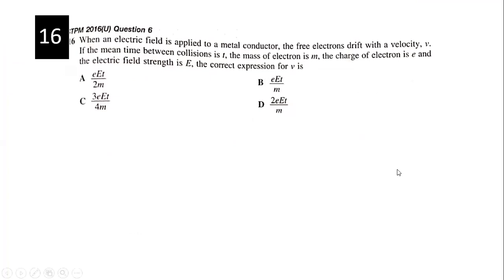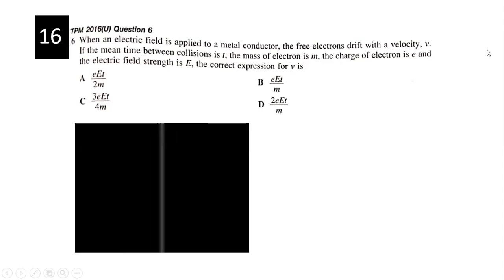When an electric field is applied to a metal conductor, the free electron drift with a velocity v. If the mean time between collision is t, the mass of electron is m, the charge of electron is e, and the electric field is E, the correct expression for v. Okay, this is just memory work.